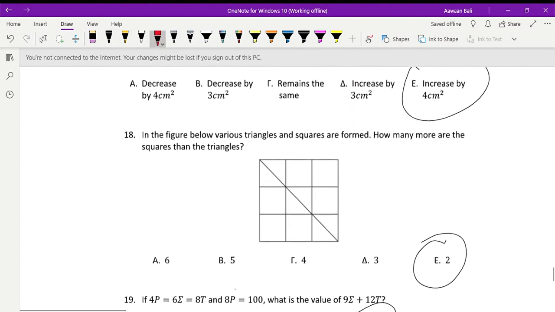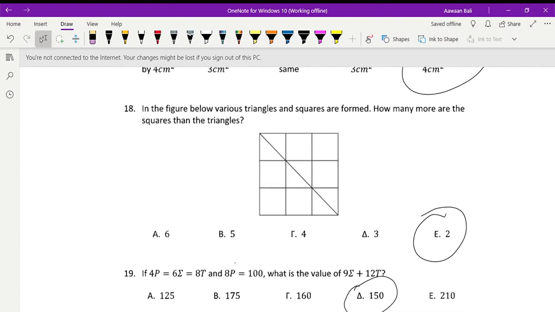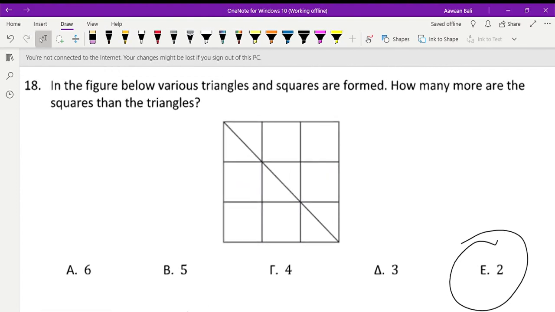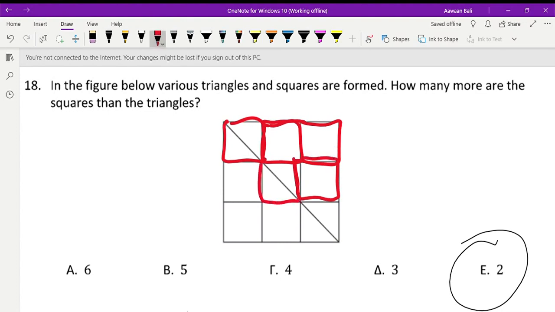Now, question number 18. In the figure below, various triangles and squares are formed. How many more are the squares than the triangles? We've done this question before in another paper, so I'll just quickly go over it. So first we have these 1 segment squares. So 1, 2, so there's 9 in total. You don't exactly have to count, since you know 3 squared is 9 already, but I'm just going to show it for more clarity.